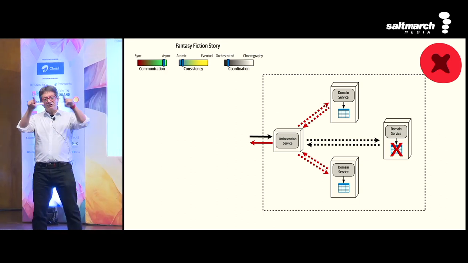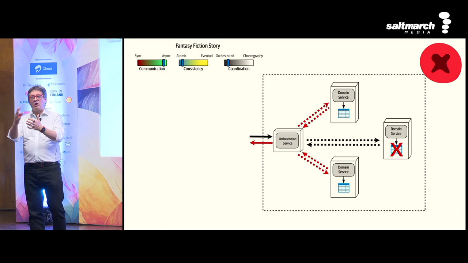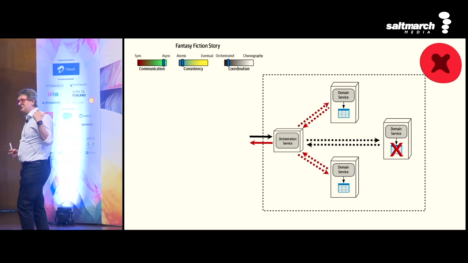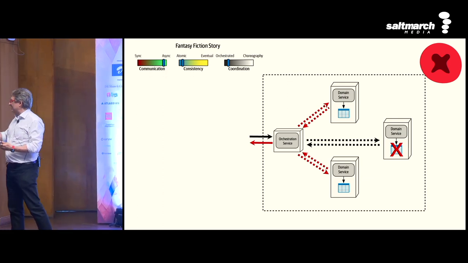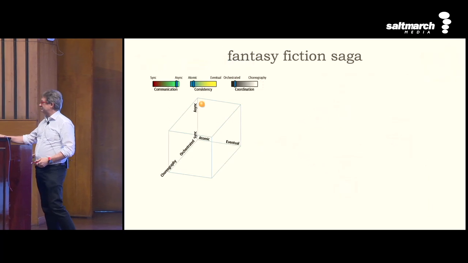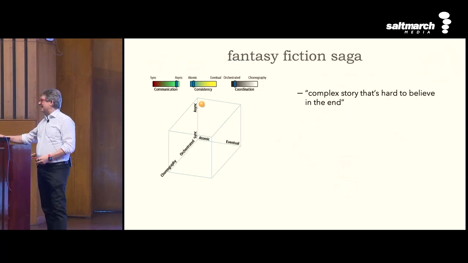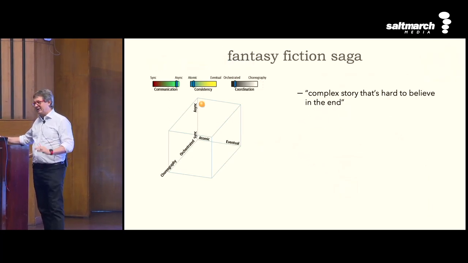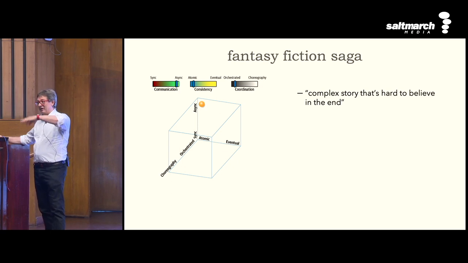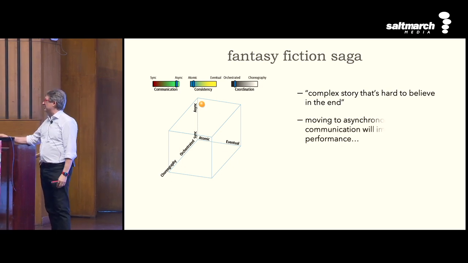That's why if I have an atomic scope, I've got to make sure this all gets cleaned up before I can send a message back. Otherwise, I may be in an inconsistent state. So this is a complex story that's hard to believe in the end because of all the asynchronous. You may get race conditions and deadlocks, etc.